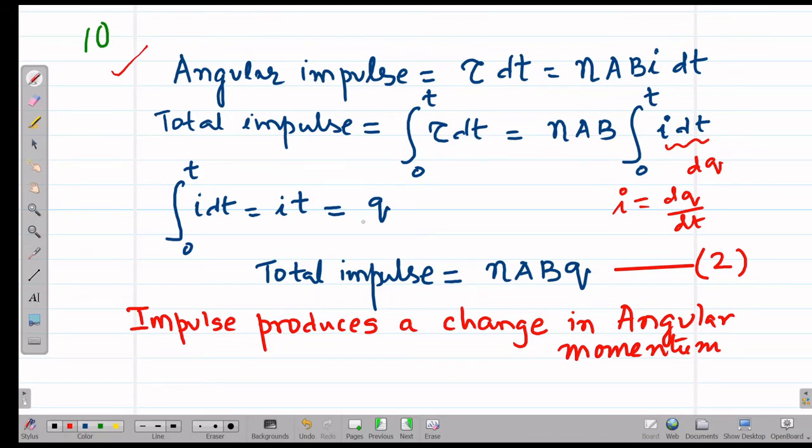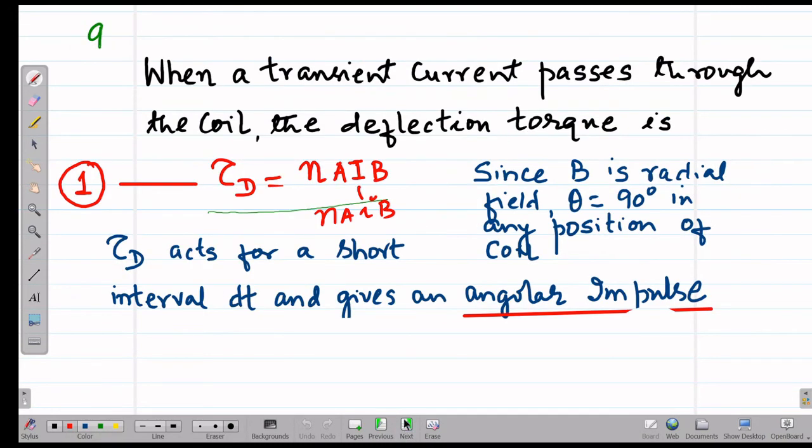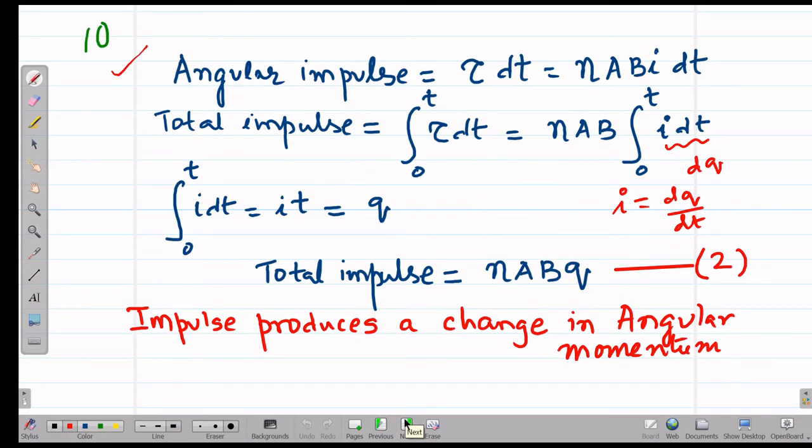So all that we have done so far is, we have said that when a constant current I flows through this ballistic galvanometer, the current I will produce a torque tau or tau d, which is NAIB. Because of this torque, there is an impulse on the coil, angular impulse to be more precise, and this angular impulse is integral tau dt between the limits 0 to t, and when I do that integral, the total impulse I get is NABQ, where Q is the charge. So this is the most important point, what I have written in red color.